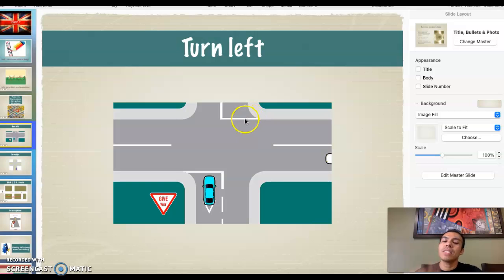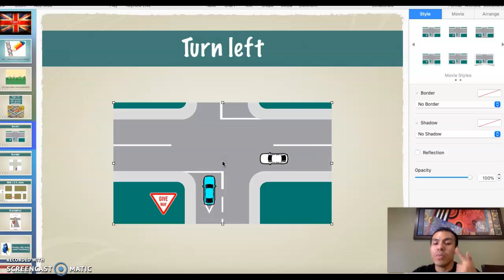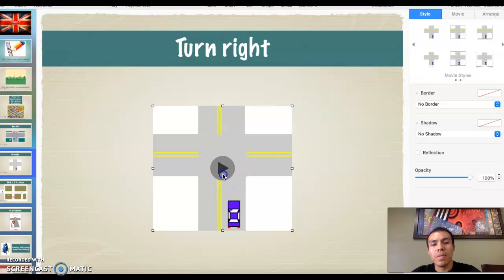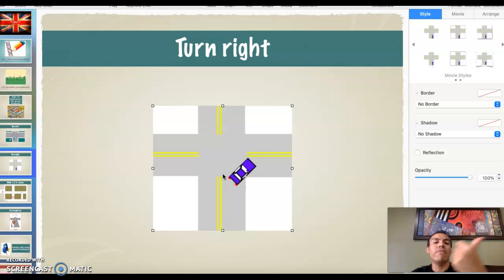And the first expression is turn left. Observe. Turn left. Let's repeat. Turn left. Okay? Number 2. Turn right. Pay attention. Turn right. Let's repeat. Turn right.